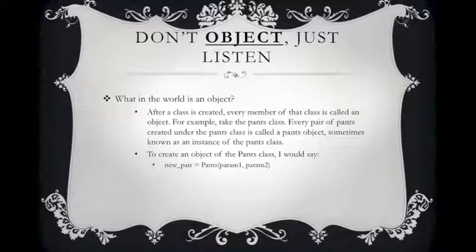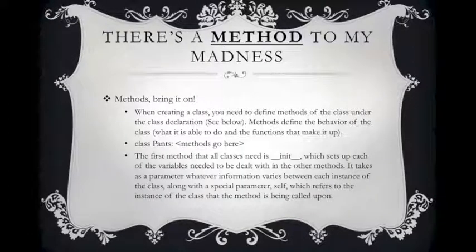And to create an object of a pants class, or really of any class, you say, in this case, new pair, but it could be any variable name. So new pair equals, I'm assigning new pair to this, which is the name of the class, or pants, and then any parameters that are required when defining an object of the pants class, which would be in the init method, which will be covered in a minute. Now this might sound a little bit crazy, what I'm saying, but don't worry, there is a method to my madness. Okay, bring it on.